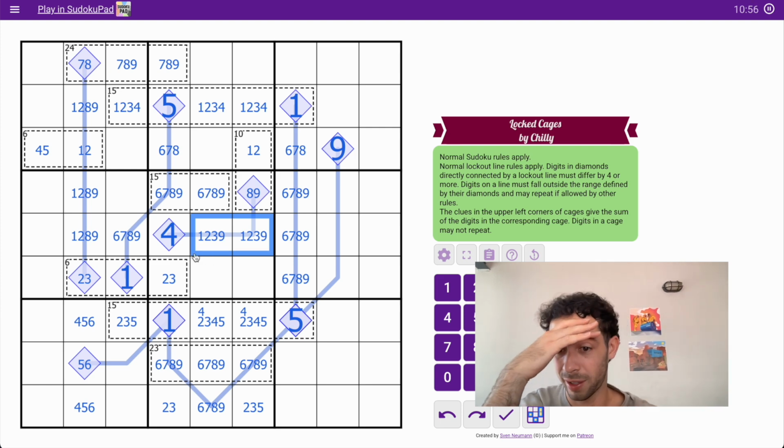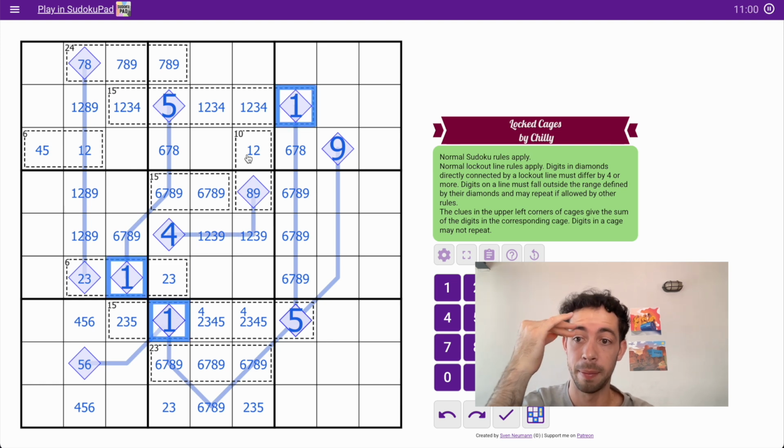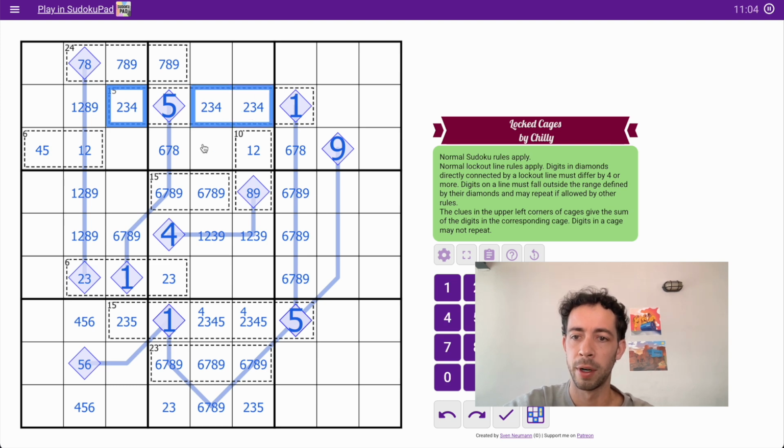Gosh, the pencil marks are getting a bit out of hand, and I feel like I'm probably missing something. Yeah, you see. Even here already, I don't trust that my pencil marks are very clean.